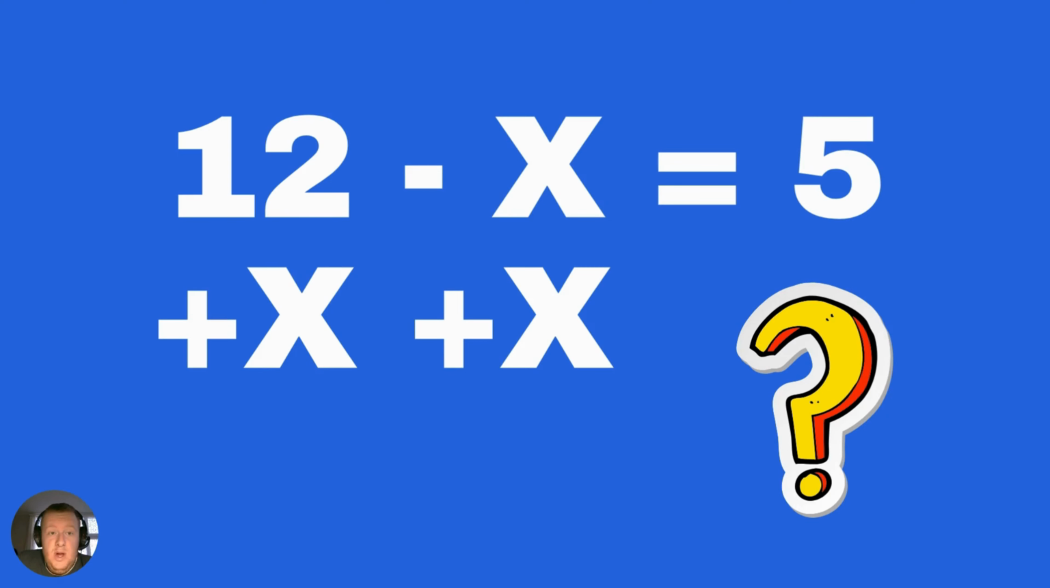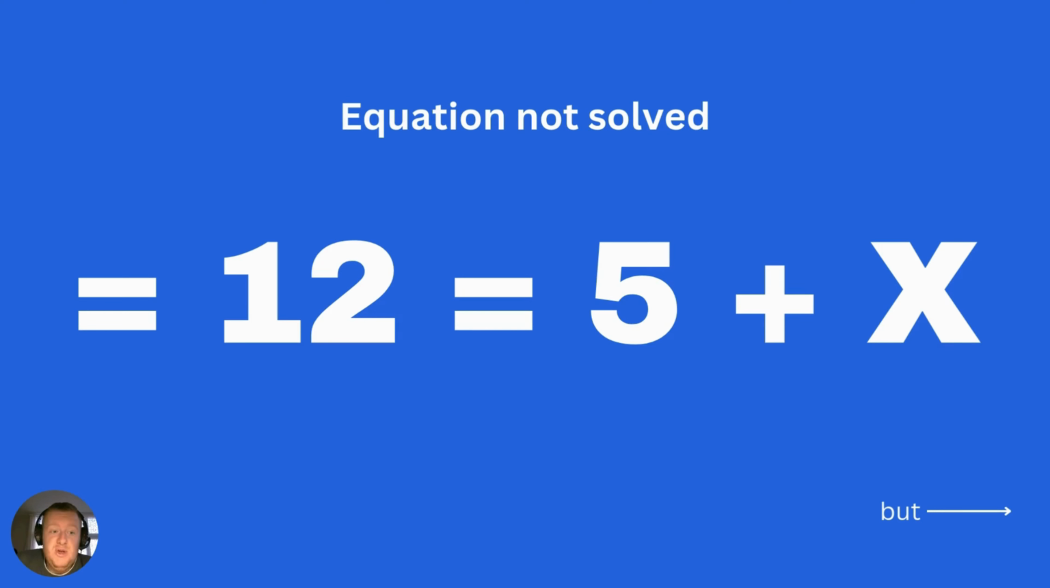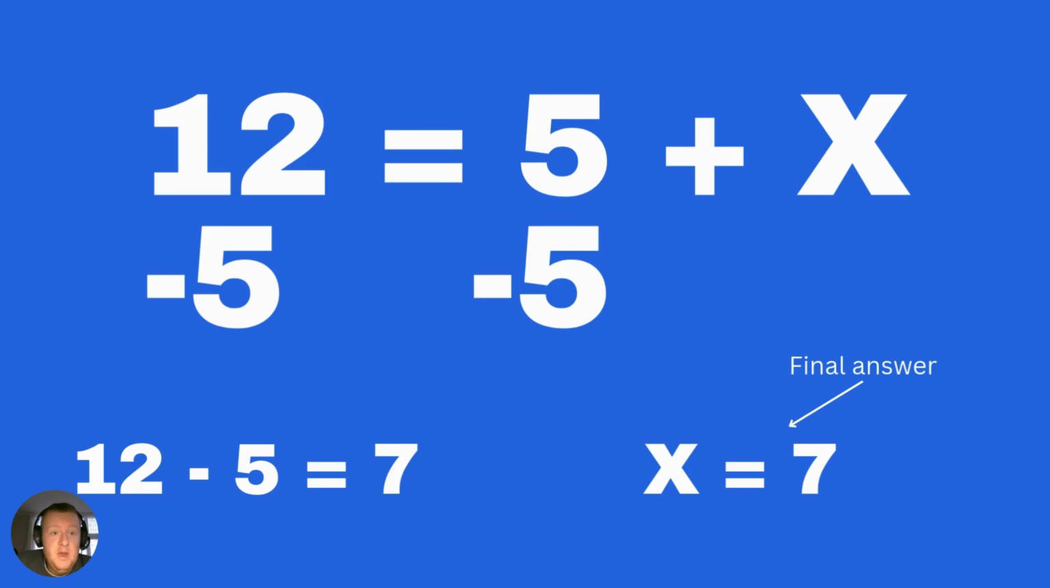But how do we do this one? Well, in this one, we add just the x's. Can we do that? Well, yeah, we can. But the equation is not solved. But now things have been turned around into addings. So 12 equals 5 plus x. So now all we have to do is take away 5 from both sides. And this will cancel the two 5s out. And then 12 minus 5 will equal 7. So now the final answer is 7.